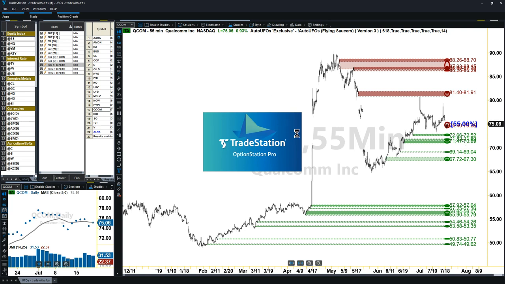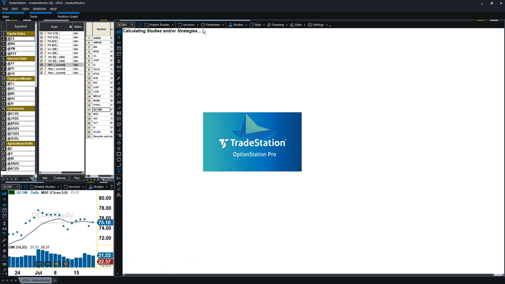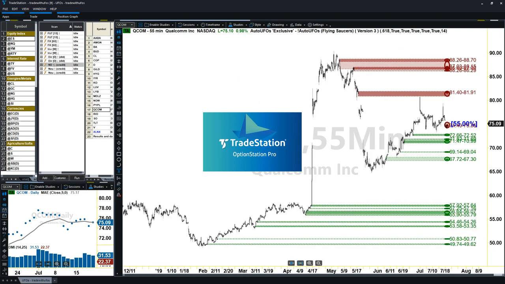we concluded with Qualcomm earlier that using regular hours for the plotting of the UFOs or using pre and post market, both cases are just as good. This is what we concluded earlier, okay? I guess you remember, we got 54% if we use the pre and post market, and 55% if we use the regular session. So it's kind of the same, okay? It's kind of the same.